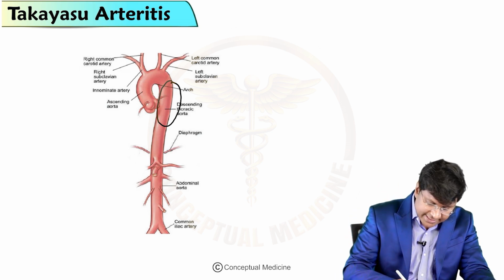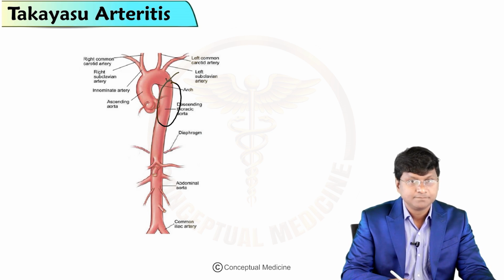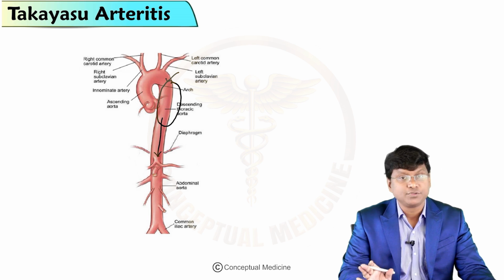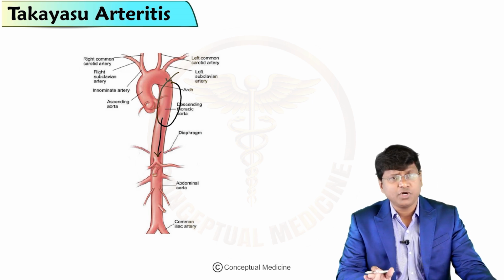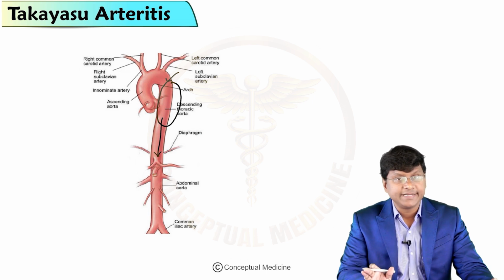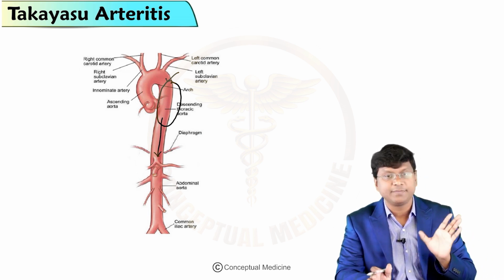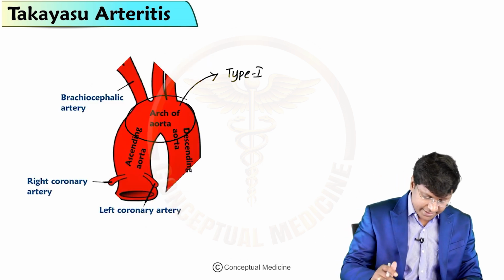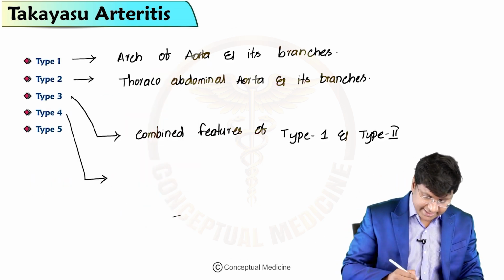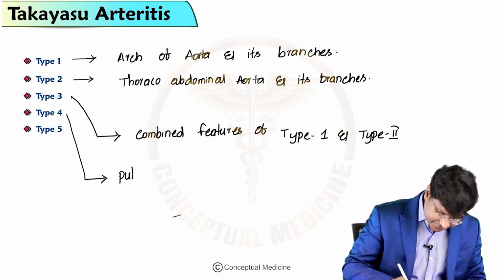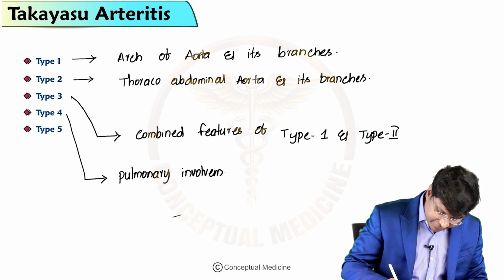So thoracoabdominal aorta is that like thoracic part of the aorta and as well as the abdominal part of the aorta. That will be your type 2 Takayasu. Type 3 is what? It is both type 1 and type 2 together. That means arch of aorta and its branches and thoracoabdominal aorta and its branches. That will be your type 3. Then what will be your type 4? See, in case of type 4 Takayasu, there will be pulmonary artery involvement.